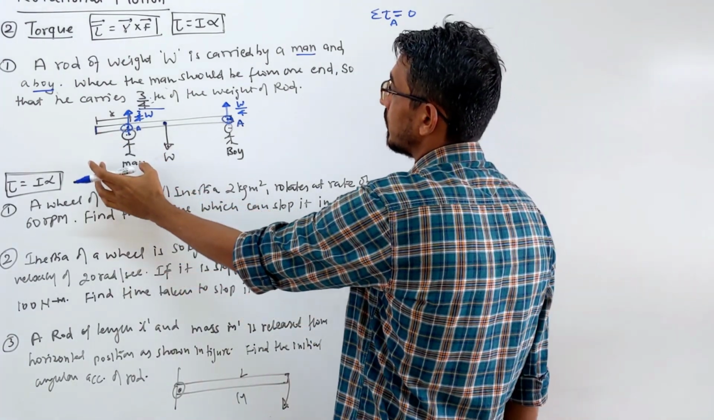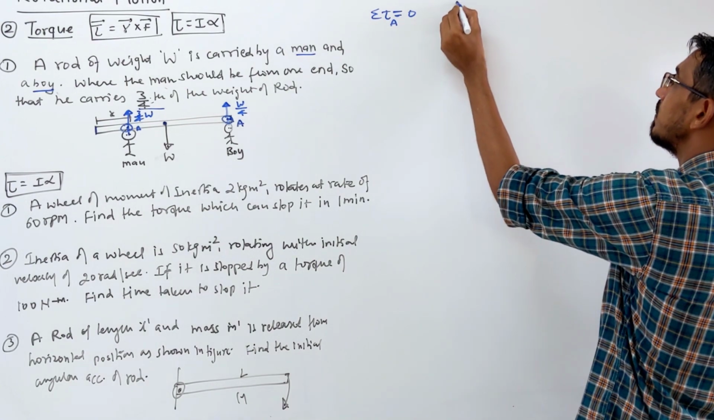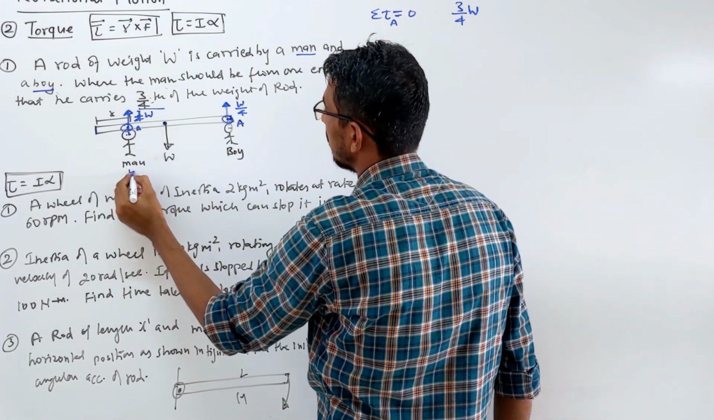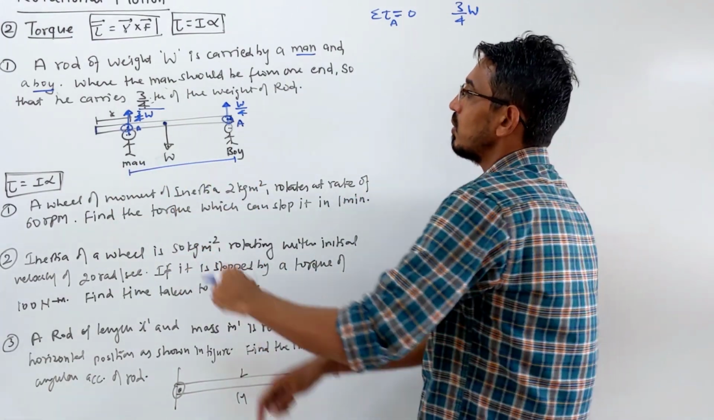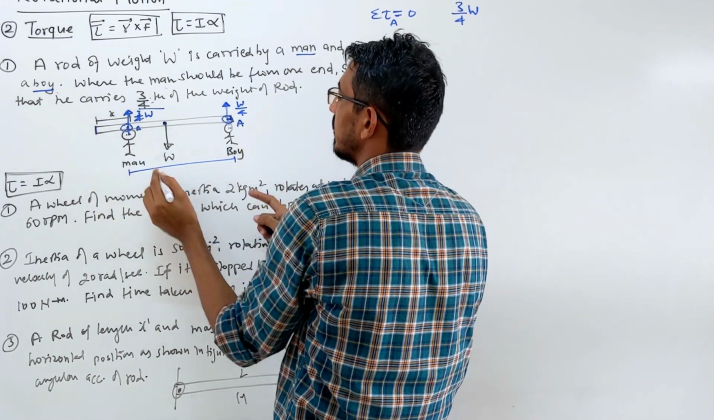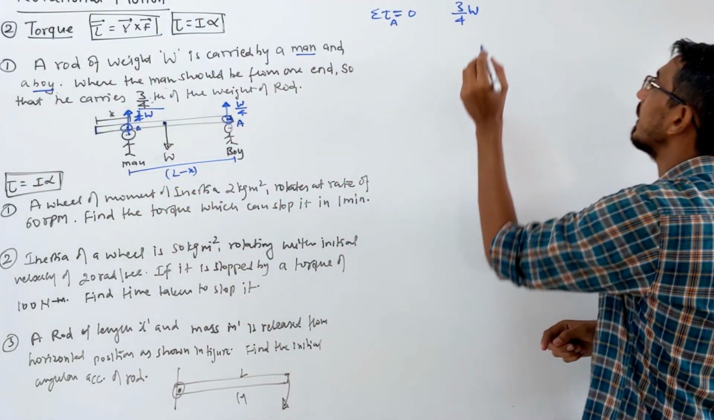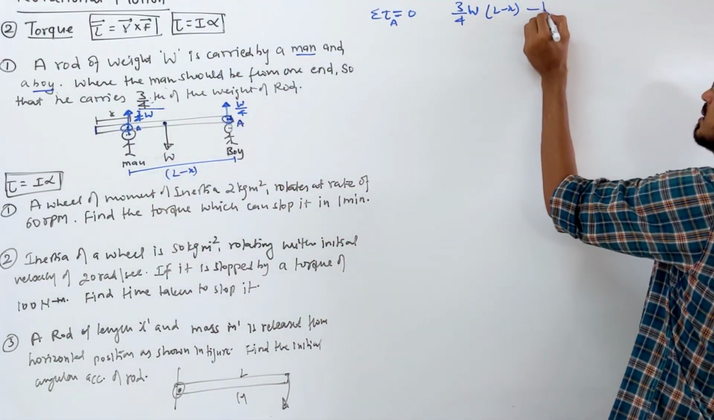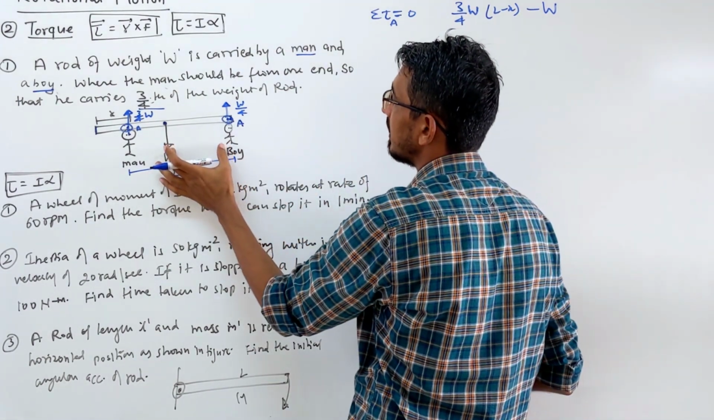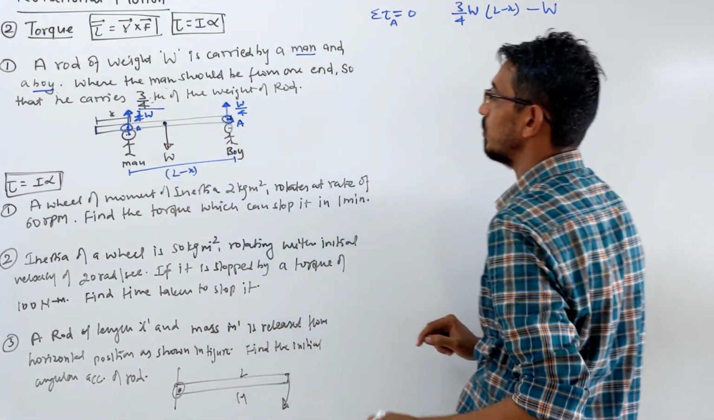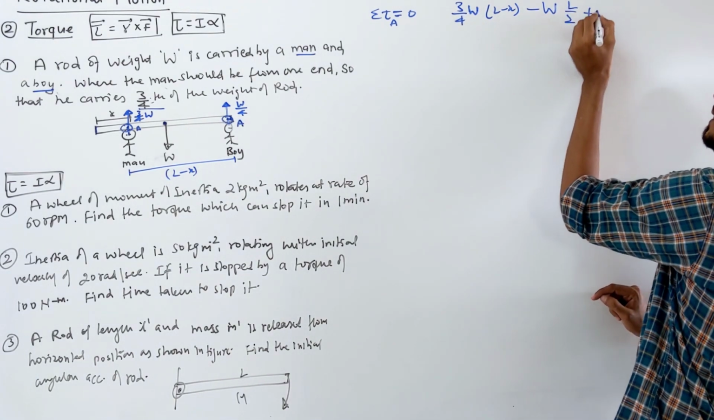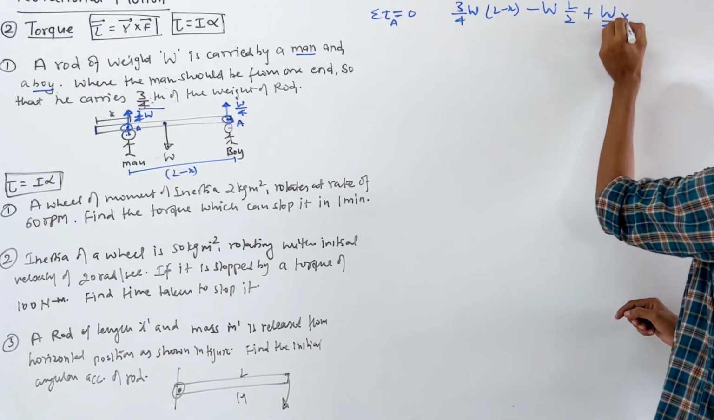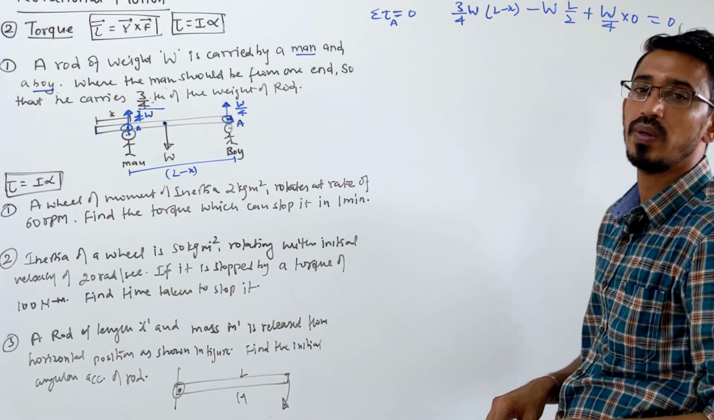Let's write. Let's talk about this force first. The force due to the man is 3/4 of the total W. This is the force, and what is the distance? Total is L, and that is x, so the distance becomes L minus x. I write here L minus x. Now the weight, minus W into that distance, which is simply half, L by 2. Then plus W by 4, the force by the boy, into distance 0, all equal to 0. Net torque should be equal to 0.